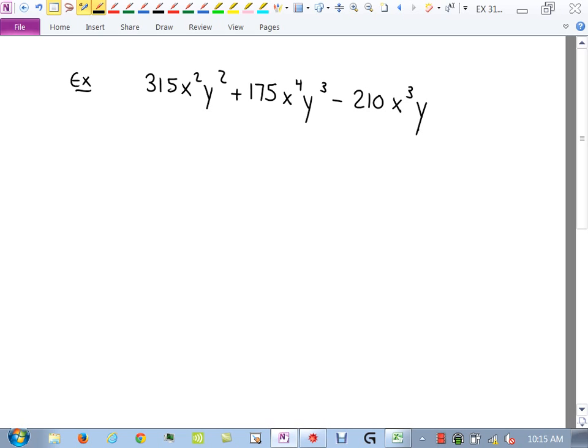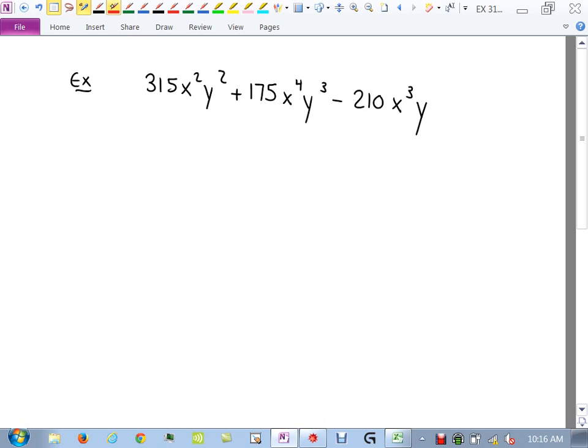Let's start with the numbers. Although I think the variables at some point actually become easier than the numbers. But let's try something here. What goes into 315, 175, and 210? What's the largest number that goes in there? Well, can anyone tell me just right off the bat a number that goes in there? Pretty simple, 5, right? 5 goes into each of those?